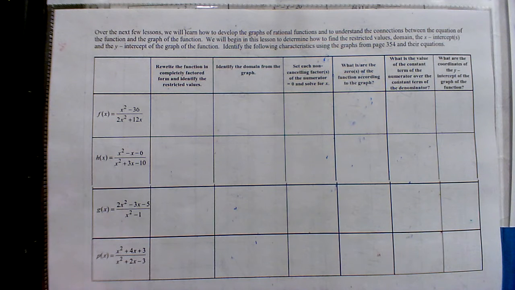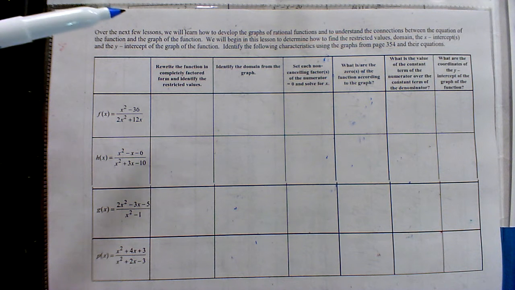So we're still dealing with these rational functions. And now, after yesterday's lesson, there's multiple things we can determine. The restricted numbers that we talked about, we can find the domain, and we're going to be able to find the y-intercept today, and we'll explain how to do that also. So over the next few lessons, we will learn how to develop the graphs of rational functions and to understand the connections between the equations of the function and the graph of the function.